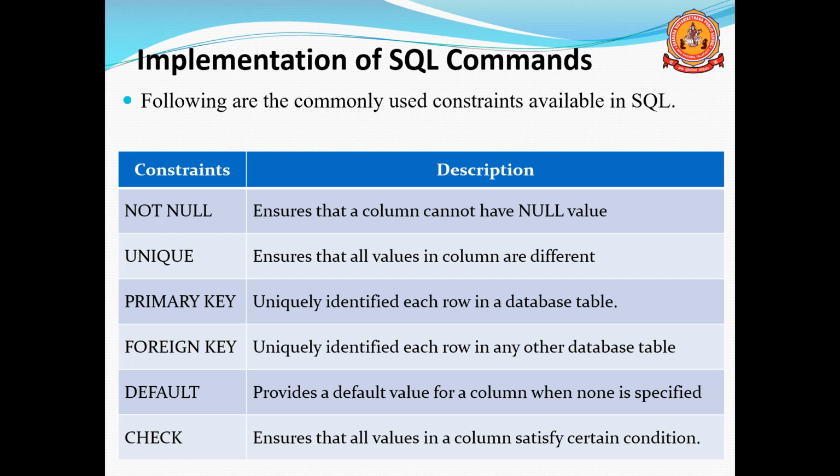So the different constraints are not null, unique, primary key, foreign key, default and check. There are different types of keys available, not only primary key and foreign key, which we already discussed in the database chapter: primary key, foreign key, candidate key, alternate key. But these are the constraints used in a table.